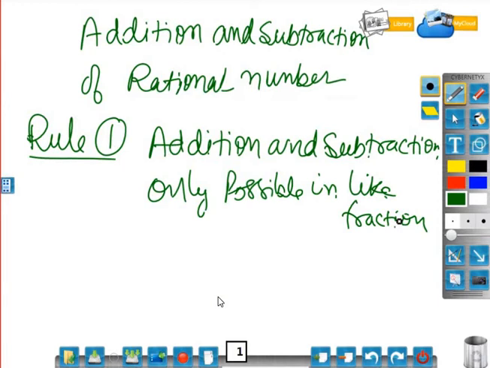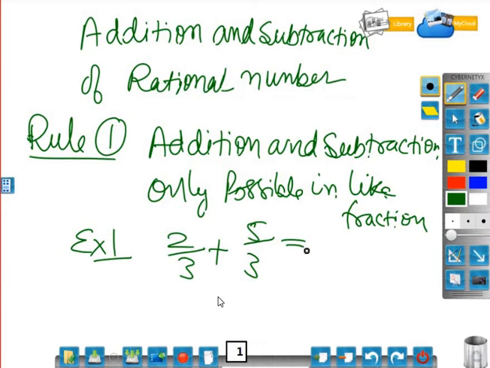What do we mean? For example, if we have two numbers, 2 by 3 plus 5 by 3, can we add them? Yes, we can, since they are like. Like means having the same denominator. We must know how to identify this. 2 plus 5 is 7 by 3. So addition and subtraction are possible in like fractions.